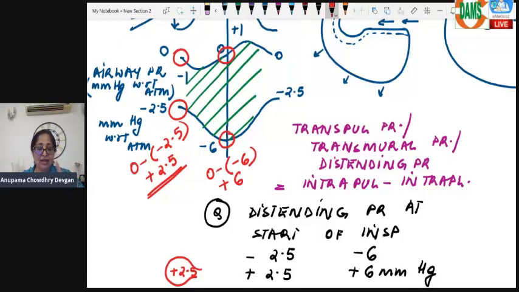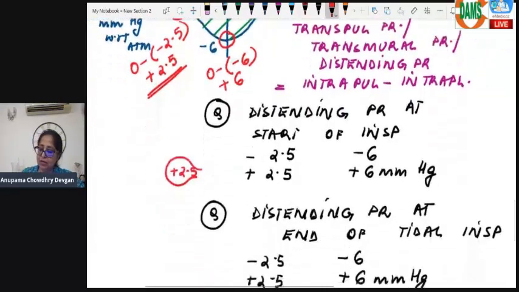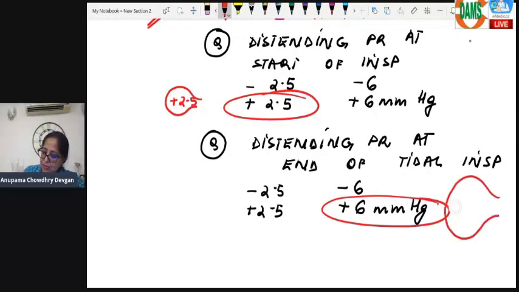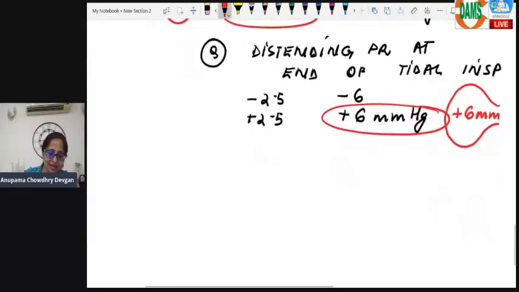Have you understood? At the end of inspiration, now the alveolus will be distended with a force of plus 6. It has expanded. It will be distended with a force of plus 6 millimeters of mercury. Right? Start of inspiration, the alveolus is distended with a force of plus 2.5. End of inspiration, it is distended with a force of plus 6, right? Let's take another example. Supposing I do a strong inspiratory effort.